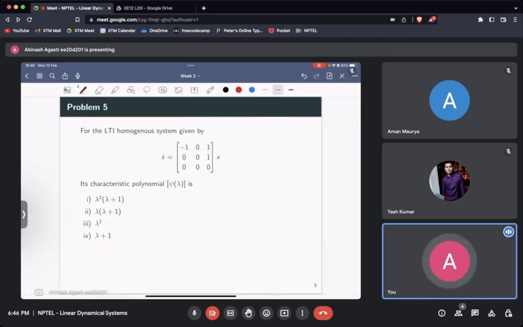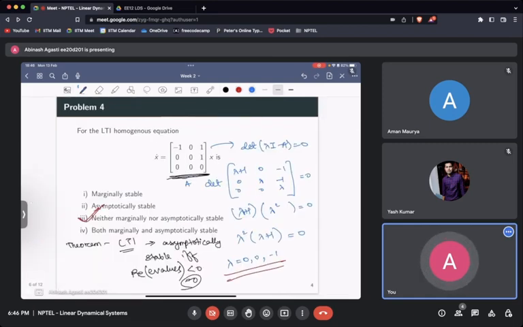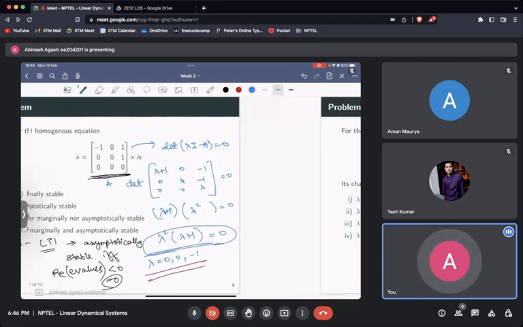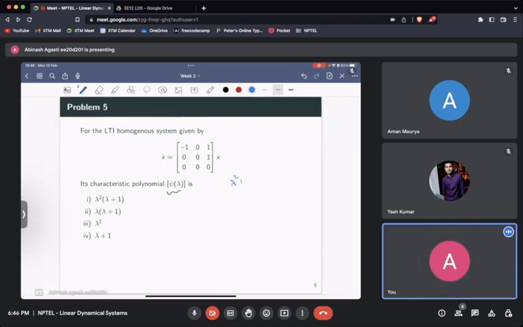For the LTI homogeneous system given by this matrix, which is the same as the previous one, find out its characteristic polynomial. This we have already found out here. This thing itself is the characteristic polynomial, lambda square into lambda plus 1. So this is the correct option. I hope it is clear up till this point.